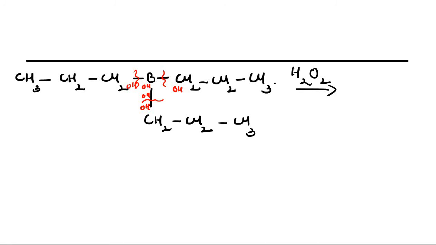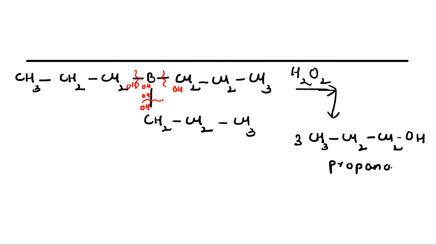On adding hydrogen peroxide, this bond will break and OH will add. Thus our product will be 3 molecules of CH3CH2CH2OH, that is propanol. And we will be getting B(OH)3, which can be written as H3BO3.